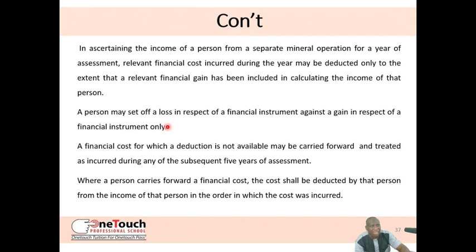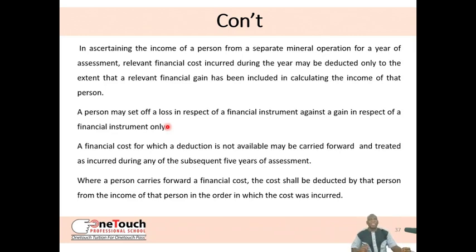A financial cost for which a deduction is not available may be carried forward and treated as incurred during any of the subsequent 5 years of assessment. So let's say in a question, the mining company incurred a financial cost of 1 million, but has not got any financial gain. Remember, they have charged the 1 million to arrive at their profit. But in that year, there was no financial gain. What it means is that in trying to determine the chargeable income for tax purposes, you have to add back the 1 million. The reason being that there was no financial gain which will be used to absorb the financial costs in the accounts. And that 1 million can be carried forward for a period of 5 years, waiting for a financial gain to be able to absorb it.